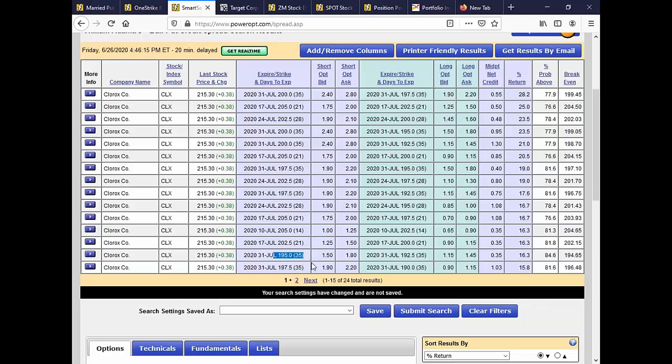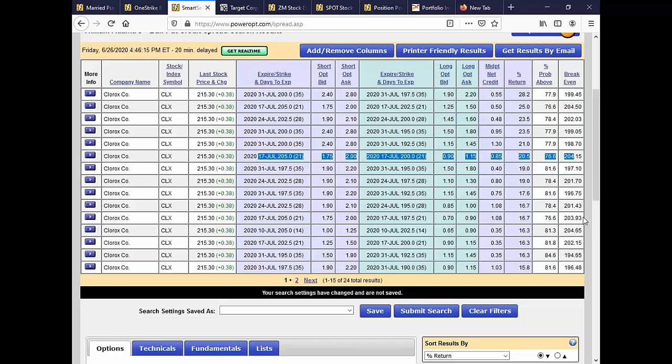All right, so you got 35 day outs, the 21 day outs you mentioned, 28 days out for July 24th. There's the 202-195, which is a 16.7% return with a 78% probability, as opposed to the 18% with the closer strikes. There's your 202.5, 197.5, 19% return, 78% probability. Here's a 21-day out, 17th of July, 205, 200, 20.5% return with a 76.6% probability.